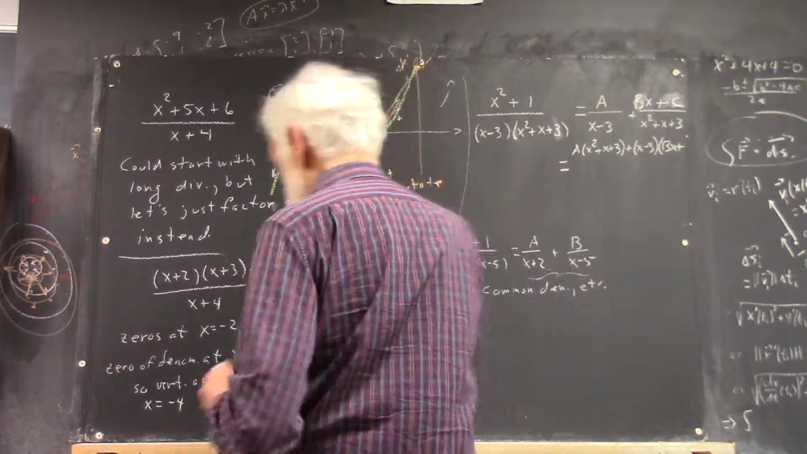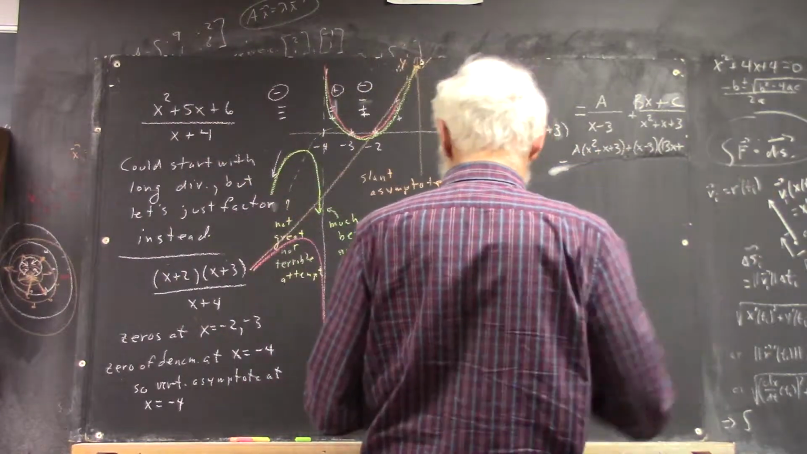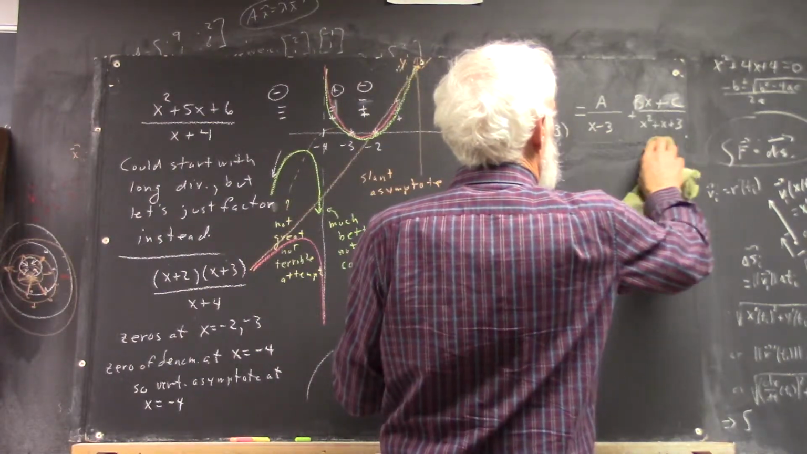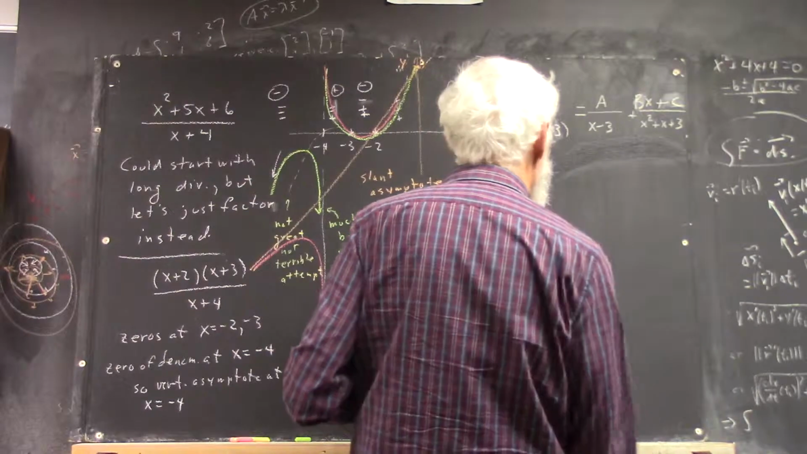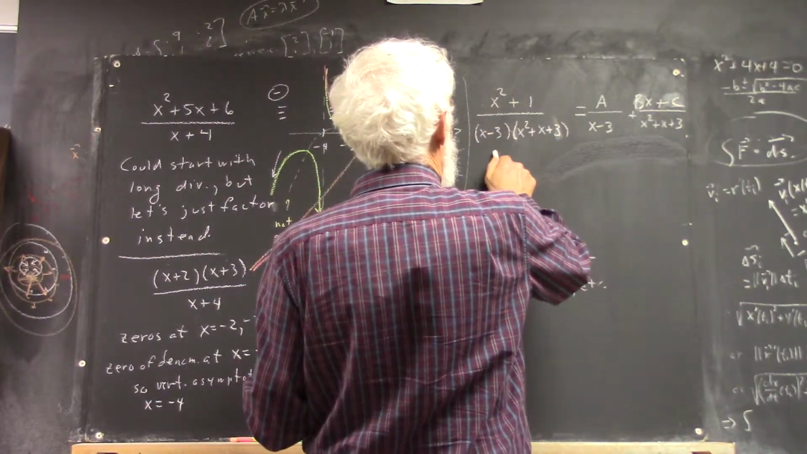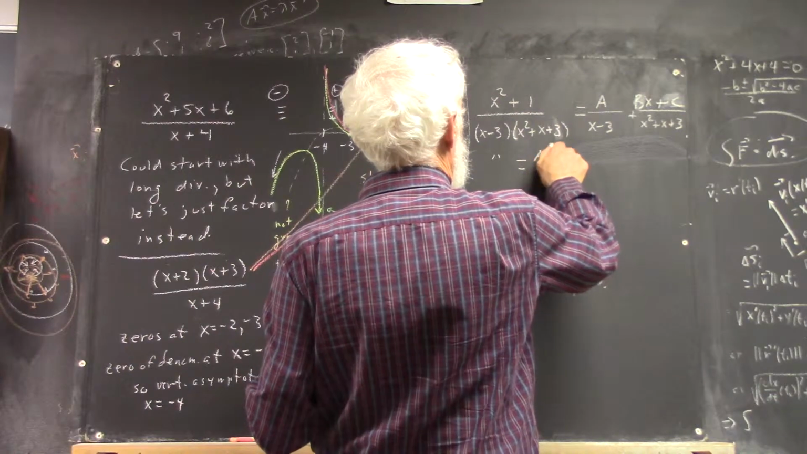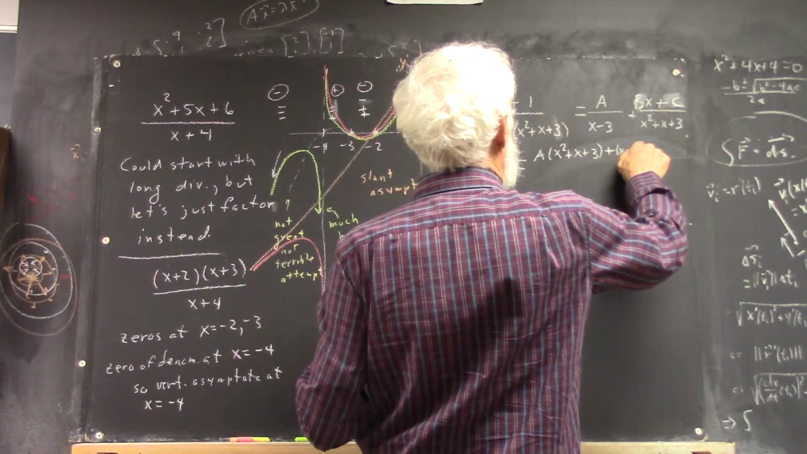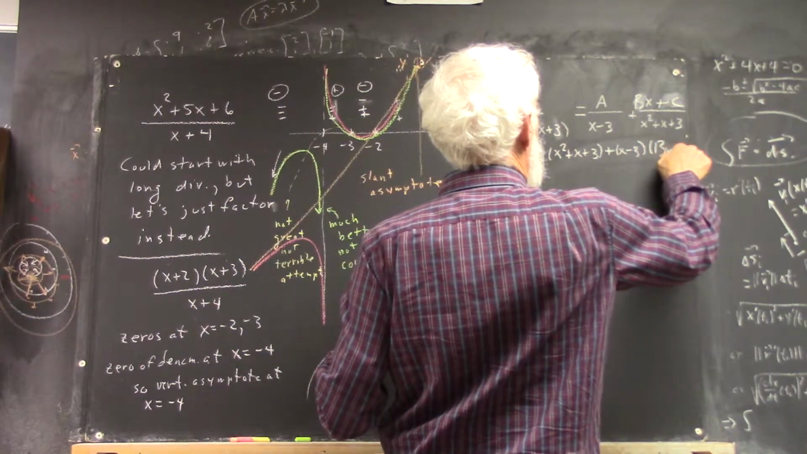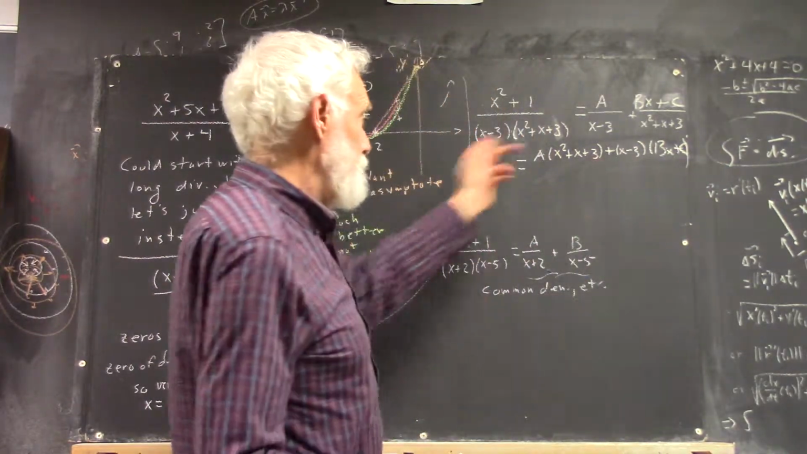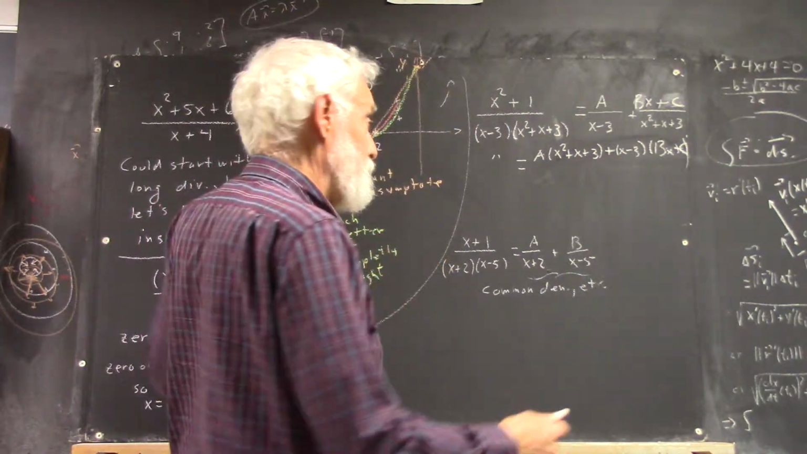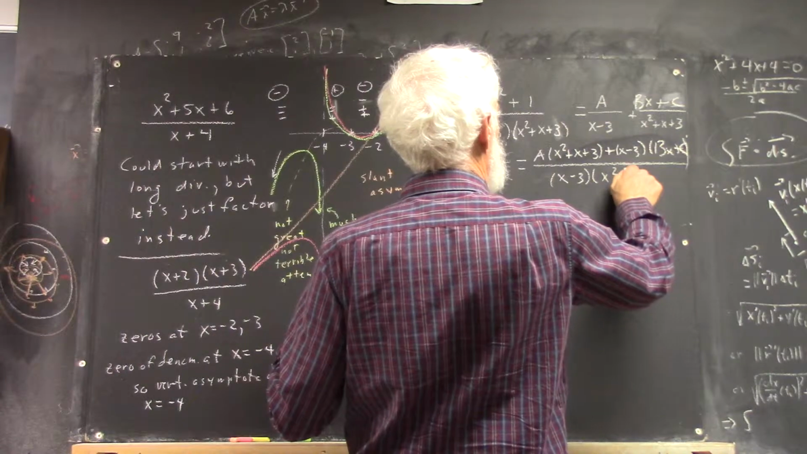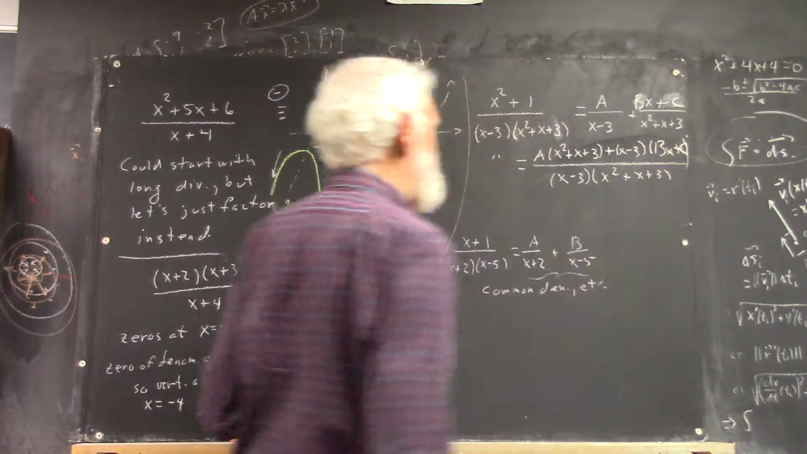I didn't leave myself enough room to write it so you can read it, so let me fix that. This is going to equal a times x squared plus x plus 3 plus x minus 3 times bx plus c. No matter how much room I give myself, I'm going to get jammed up at the end. It's just the way my brain's wired or something. And that's over x minus 3 times x squared plus x plus 3.